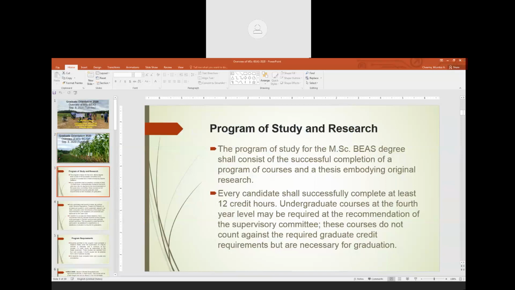For all those grad students who have enrolled or registered, usually the procedure is to complete the MSc in BEAS. All grad students have to complete four courses. Three courses are mandatory, and one is an elective. The mandatory courses are BEAS 6000, that is issues in boreal ecosystems and agricultural sciences. This is a 3 credit hour course.